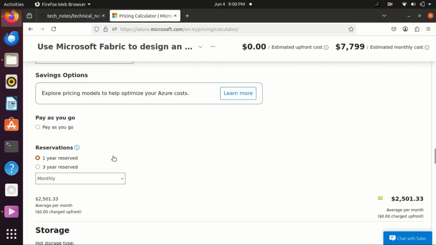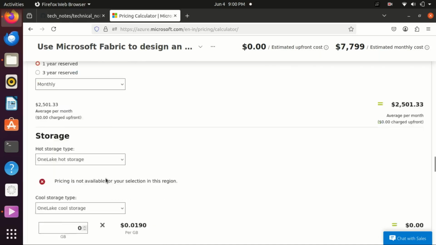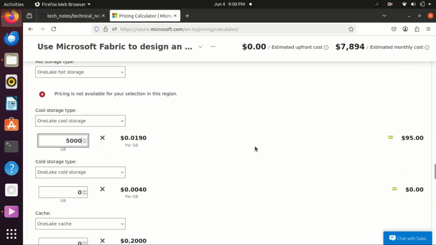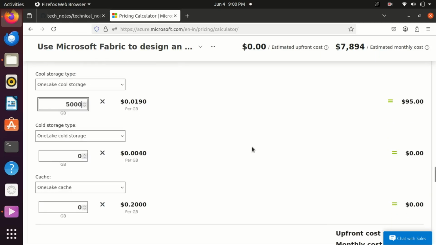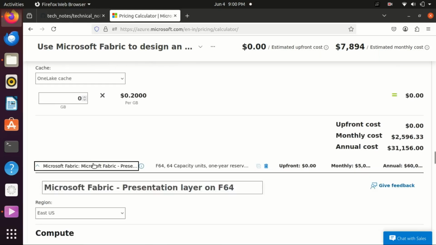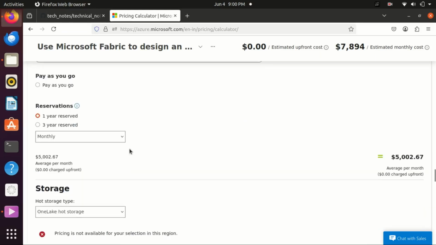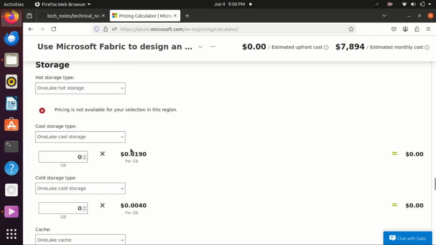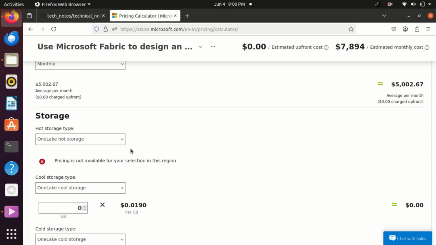The next step is storage estimation. I'm giving 5 TB for OneLake storage. In case of cache, there will be another amount. Now coming to the presentation layer, in the template you may notice that additional storage is shown as 0. That does not necessarily mean the presentation layer never requires storage. The storage requirement depends on how a Power BI semantic model and the reports are designed.